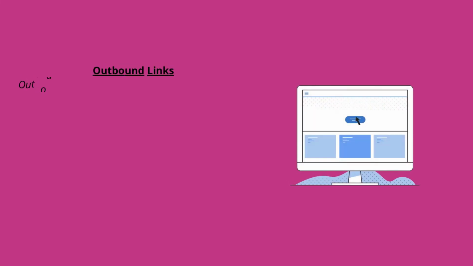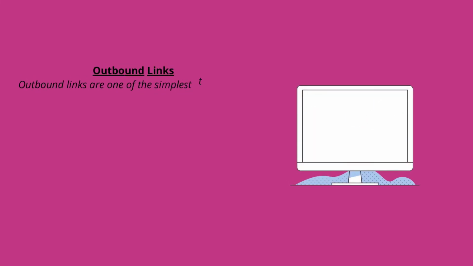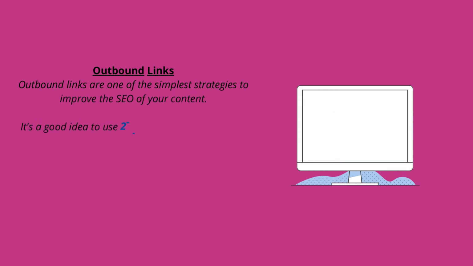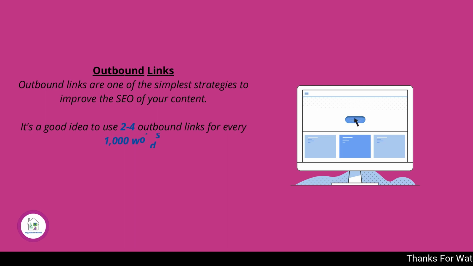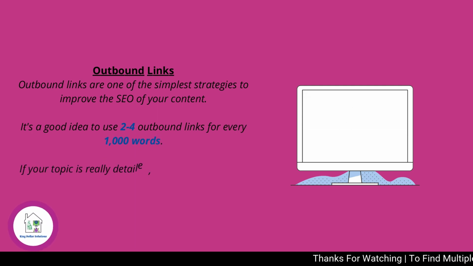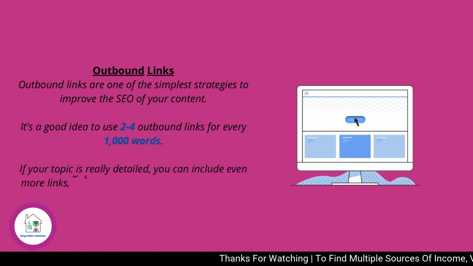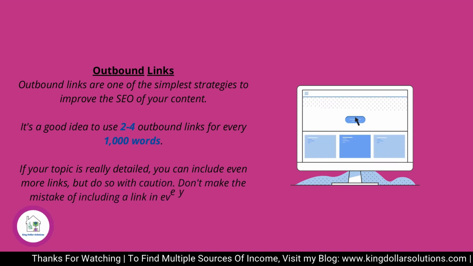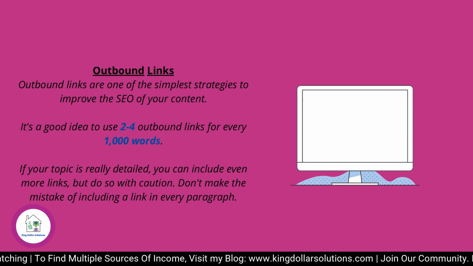Outbound links. Outbound links are one of the simplest strategies to improve the SEO of your content. It's a good idea to use 2 to 4 outbound links for every 1,000 words. If your topic is really detailed, you can include even more links, but do so with caution. Don't make the mistake of including a link in every paragraph.